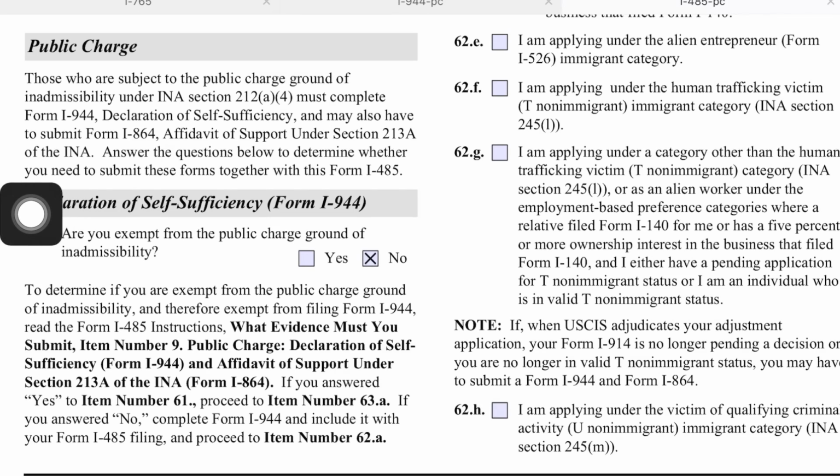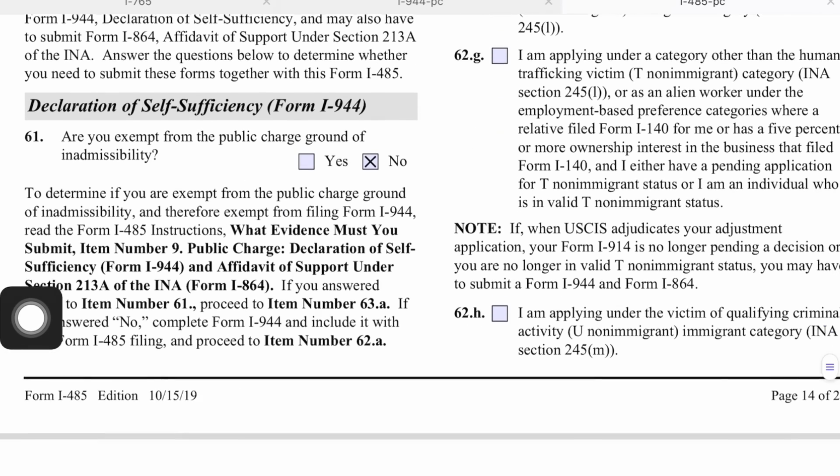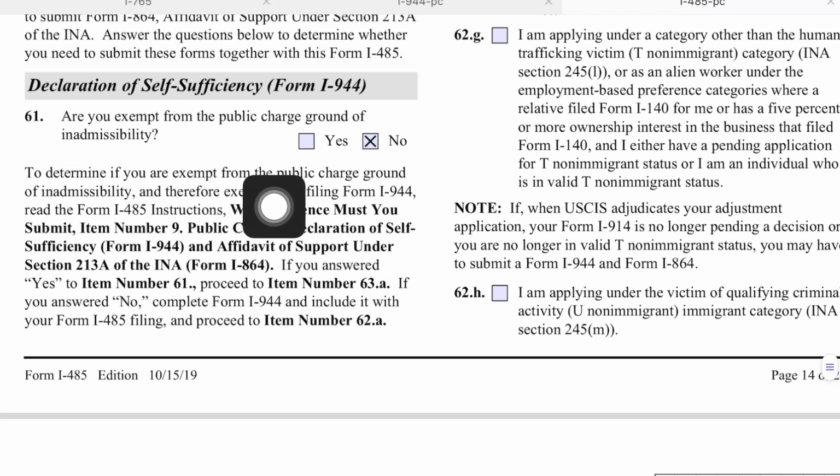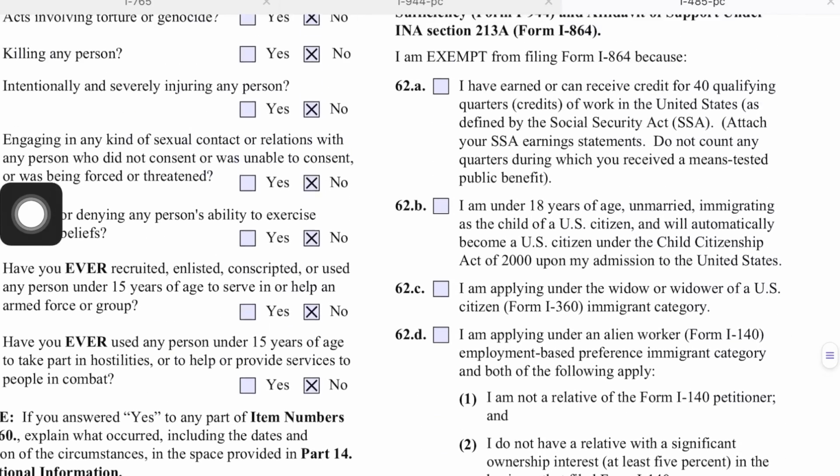I will leave the link in the description box below the video, a separate video on how to file that form. You can check it, guys, and I will also leave it in the i-card above, so you can check it there. So, Declaration of Self-Sufficiency, Form I-944. Are you exempt from the public charge grounds of inadmissibility? No, we are not exempt. That's why we need to file that form. It says here, to determine if you are exempt from the public charge ground of inadmissibility and therefore exempt from filing Form I-944, read the Form I-485 instructions. So read that carefully, but we are not exempt.